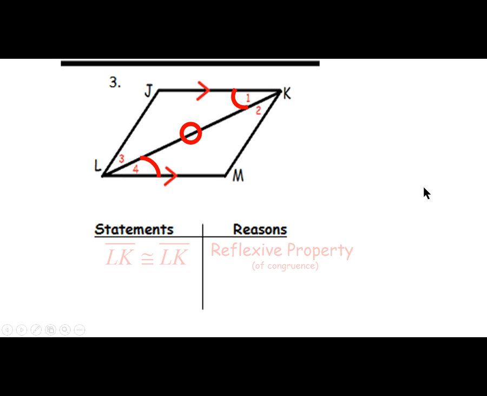angles 1 and 4. So if we were to take that and put that into a proof, we could say angle 1 is congruent to angle 4. And our reason would be alternate interior angles. Now, before we can use this, we have to say that the lines are parallel. We have to establish that the lines are parallel because alternate interior angles are only congruent when the lines are parallel to each other.